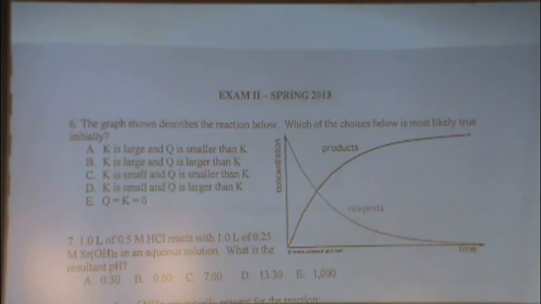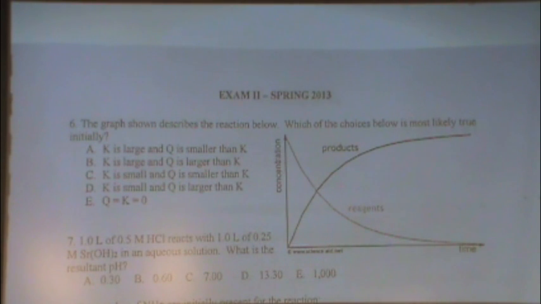Okay, this graph describes a reaction, which choice is most likely true? Initially, so what's true initially for Q? Is Q large or small? And I'm talking about when time equals 0. Yeah, products are 0, reactants are a number above 0. So that means Q is 0, so Q better be smaller than K. Is that right? And K is large? Okay. Yes? Same page number 7.